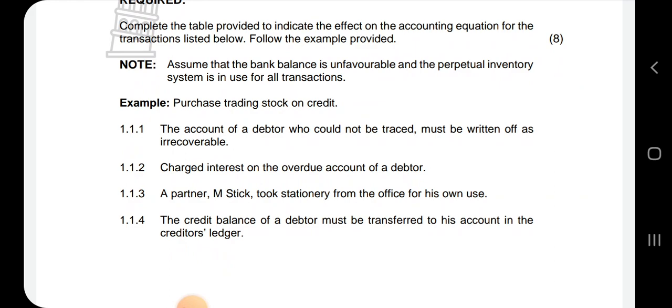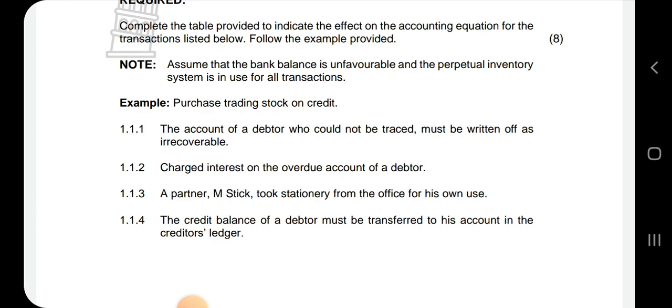But just for interest's sake, when we purchase trading stock on credit, creditors' liabilities increase because credit increases creditors, right? We're buying something with money that we do not have. So trading stock is what we sell, so assets will also increase as trading stock is an asset. So let's answer our question.